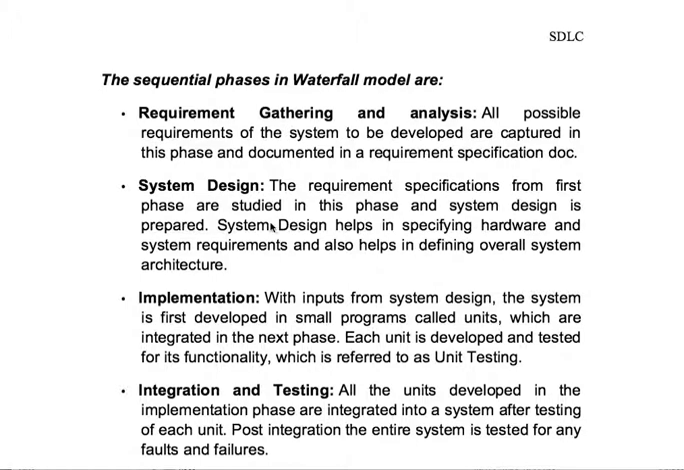Now, for system design, the requirement specifications from the first phase are studied in this phase. It helps specify the hardware and system architecture requirements. So once again, at the level up here, the business analyst and the project manager have worked with the Steelers. They figured out what the requirements are, and then this is where we're preparing a document saying it's going to cost X amount of dollars, this is what we need, and so forth.